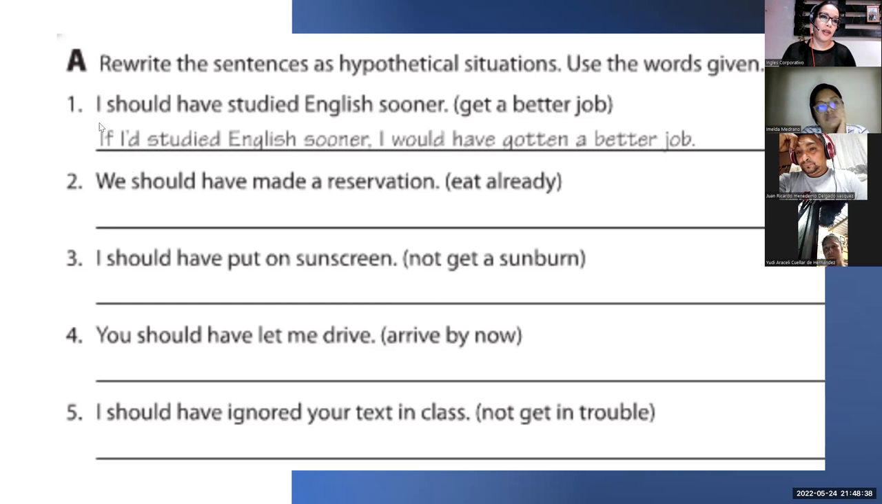So we will follow this example to complete numbers 2, 3, 4, and 5. You can rewrite the sentences in your notebook and I'll give you some time for you to do so.